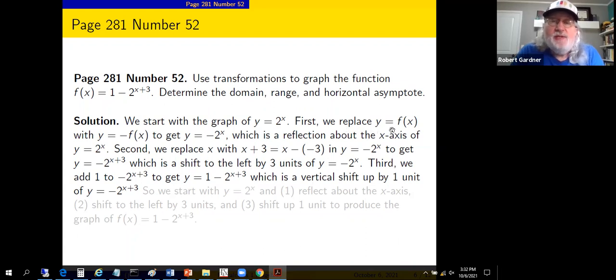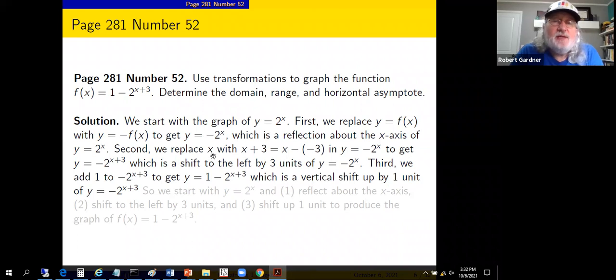First, replace y equals f of x by y equals negative f of x. That is, we'll consider negative 2 to the x. That gives us the negative sign there for step 1. Such a manipulation is a reflection about the x-axis. When you change f of x to negative f of x, the result on the graph is a reflection about the x-axis of the original function. And we get the negatives there.